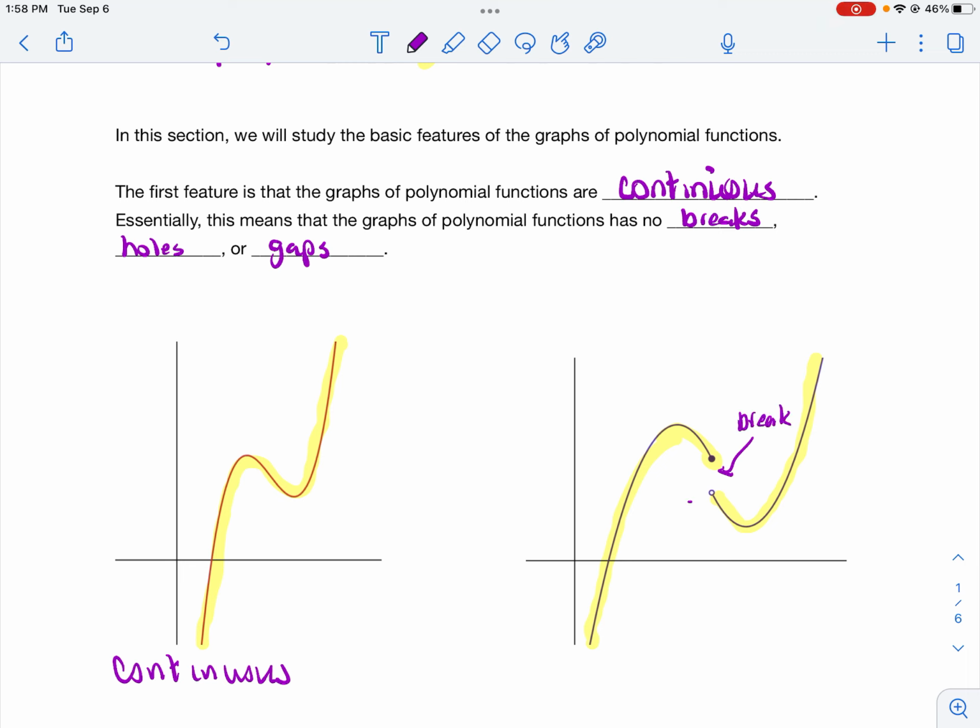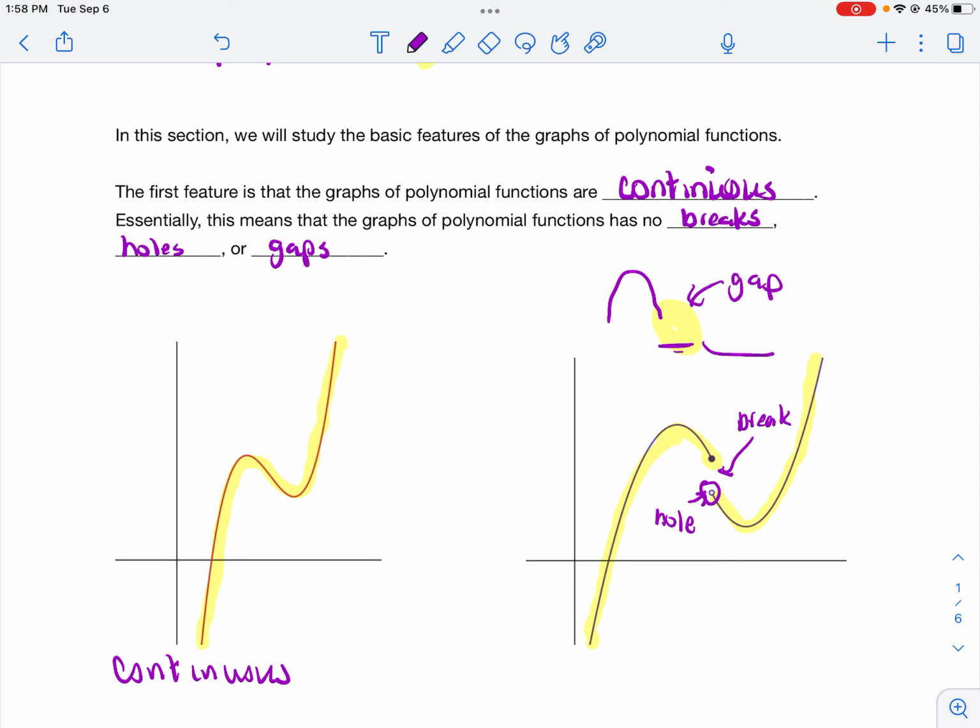And you notice there's an open circle at this end. Okay, that open circle represents a hole in our graph. So this one has a break, a hole. A gap usually looks something like this: you have your function here, then you start over here. So you have some spots that are blank on the x-axis as well. So this right here is what I'm calling a gap. Okay. So this one has a hole and a break, so it is not continuous.